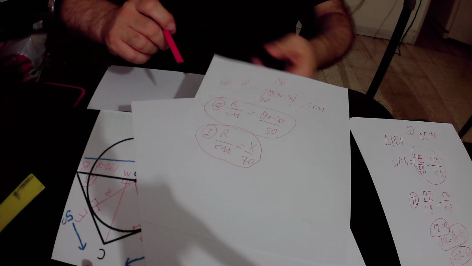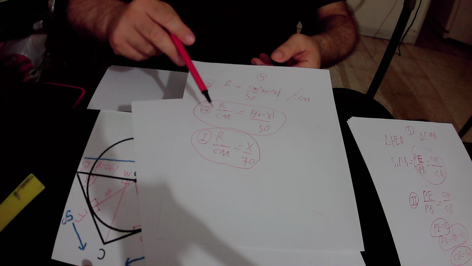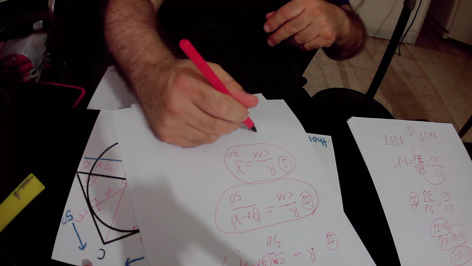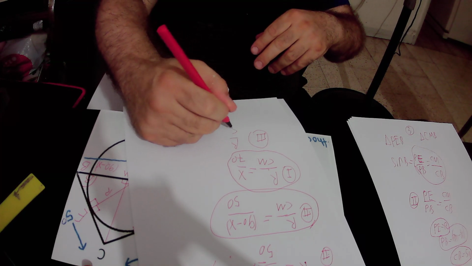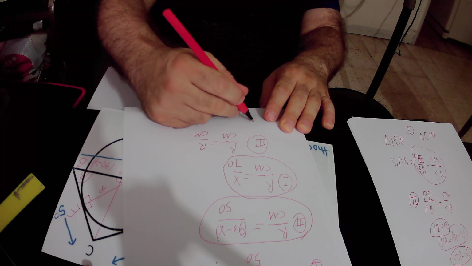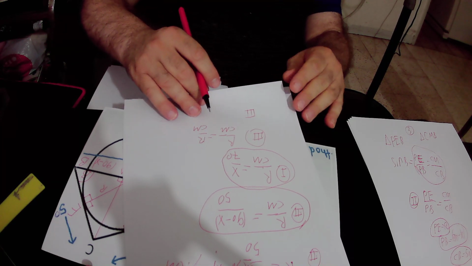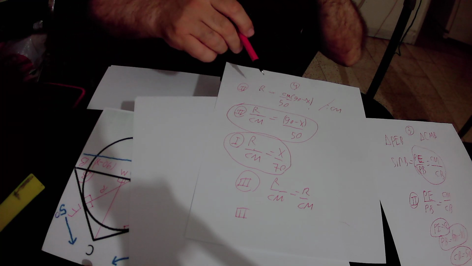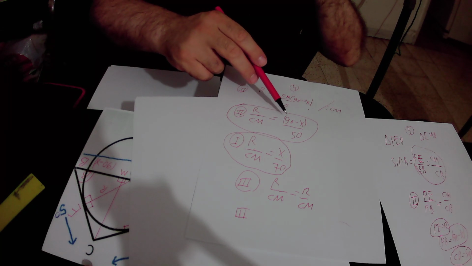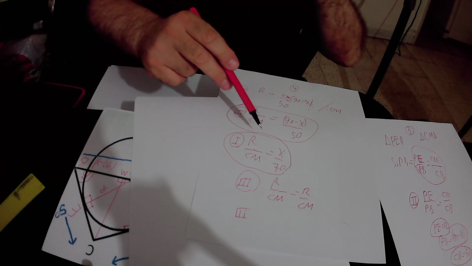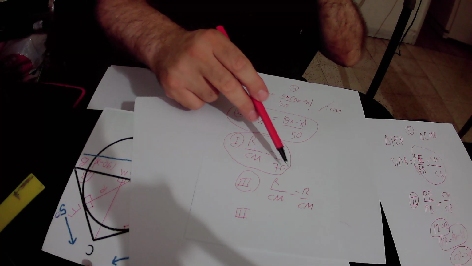So we have here R over Cm equals (90 − 6)/50. And in the first equation, we have R over Cm equals x over 70. So we can create the third equation that states that R over Cm equals R over Cm. Or in other words, in this side of the equation I will substitute R over Cm by (90 − 6)/50, and in this side of the equation, I will substitute R over Cm by x over 70.